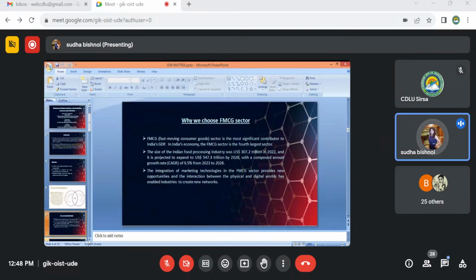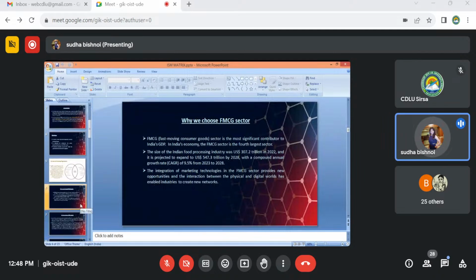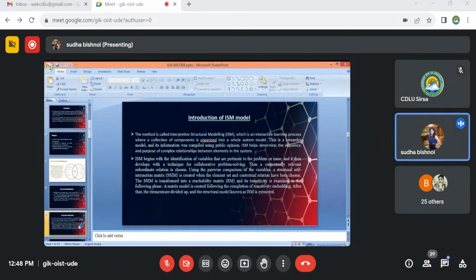We have run the ISM model to determine what the various digital factors are that contribute to the FMCG sector, so that it can pace its growth according to the current scenario. We have done a questionnaire based on 45 questions, and it has been distributed among 81 respondents, of which 63% are female and the rest are male.